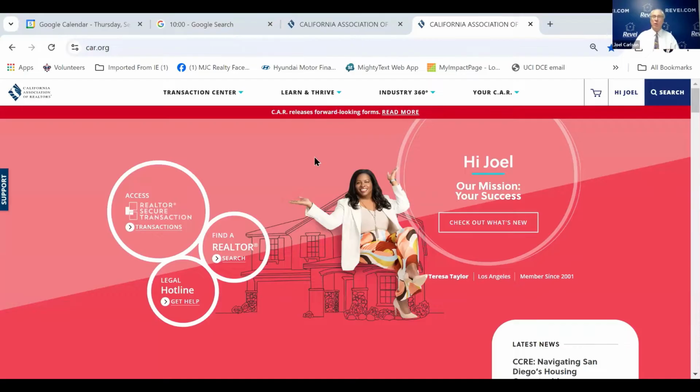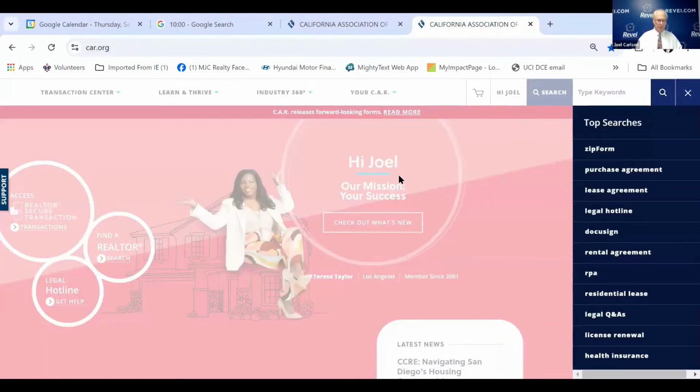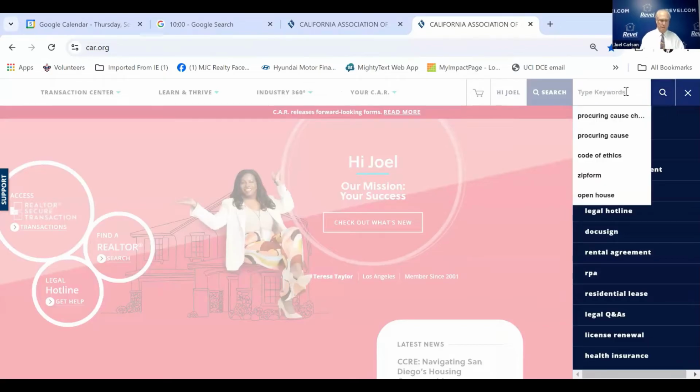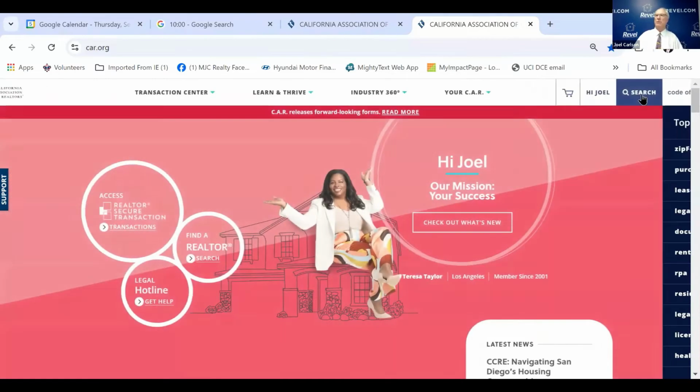And from here, here's what it's in here someplace. I can never find it. Here's what I do know. If I go to the person sitting on a house, I'm at the California Association of Realtors, CAR.org. If I go up here and I go to search and I put in Code of Ethics, it will take me to the code of ethics. If you put anything in up here, it'll take you to the code of ethics.